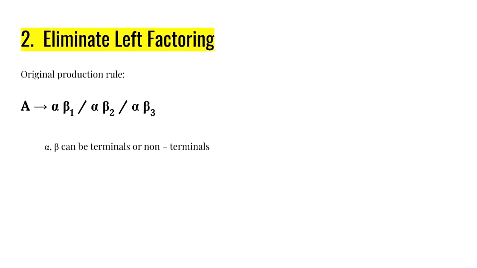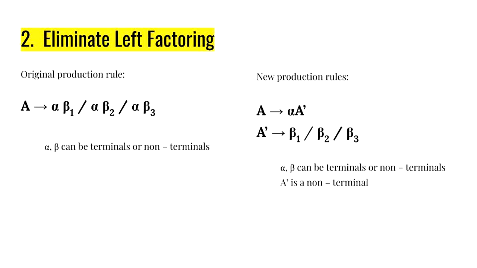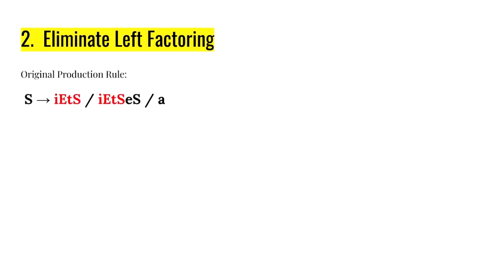and left factoring is the presence of that common prefix. We see a production rule that says A derives alpha beta 1 or alpha beta 2 or alpha beta 3. Here you can see that alpha is that prefix that repeats itself in all the production rules. To remove the multiple appearances of alpha, we write a new production rule that says A derives alpha A dash, where A dash is a non-terminal and it derives beta 1, beta 2 and beta 3. It is a generic rule. You can apply it in the example we are going to solve now.